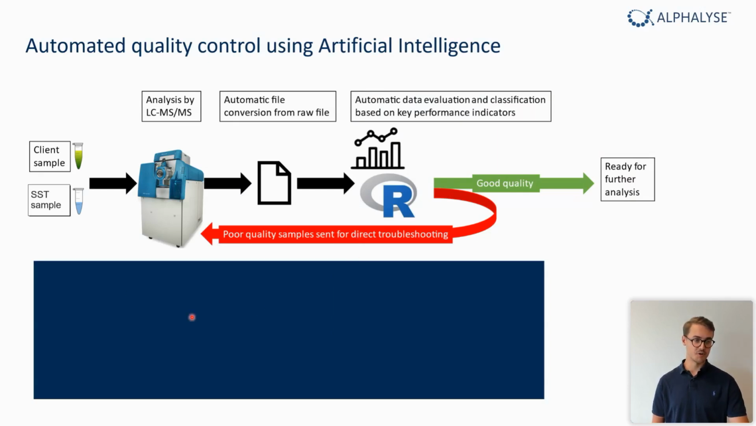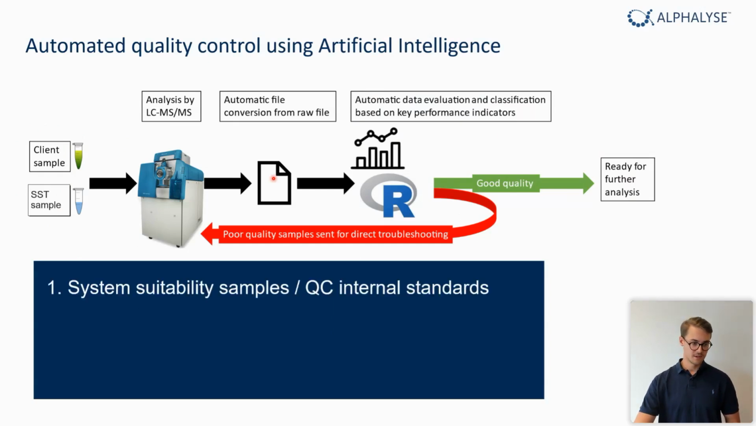And this is kind of like the dream setup which we were hoping for, where we would have our client samples and some system suitability samples to measure the variability or problems in the instrument. And the client samples would have some internal protein standards as we're already using. Then we would generate the data, and then an analysis would be performed to check if the data is good or bad, and then it could be sent directly for troubleshooting if there was any problems.